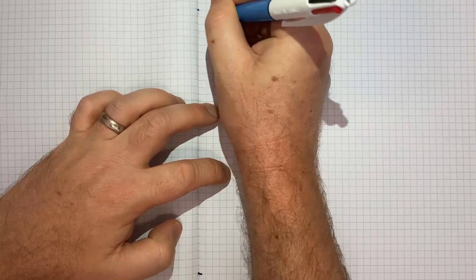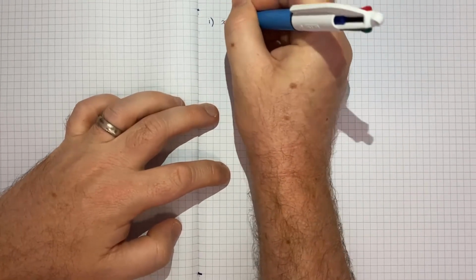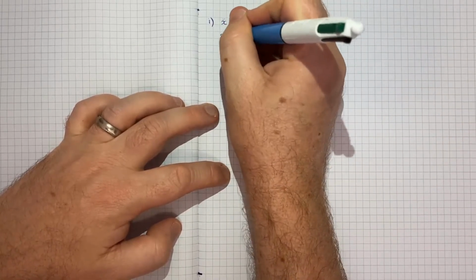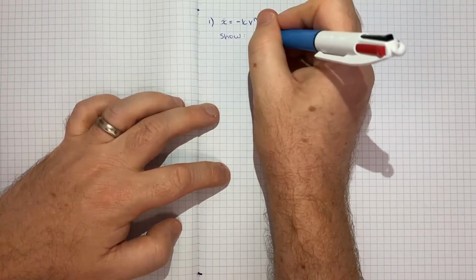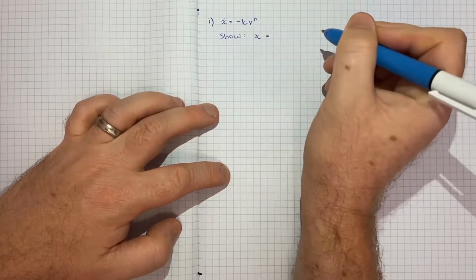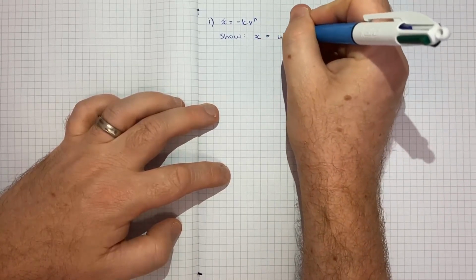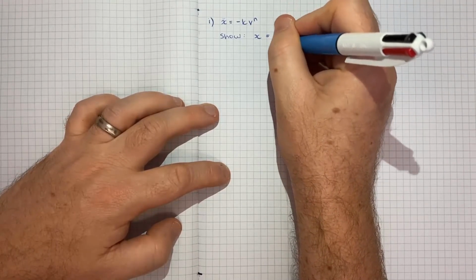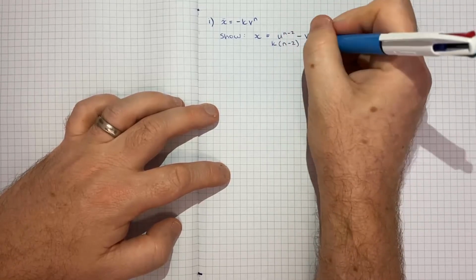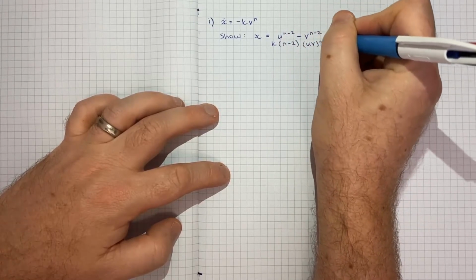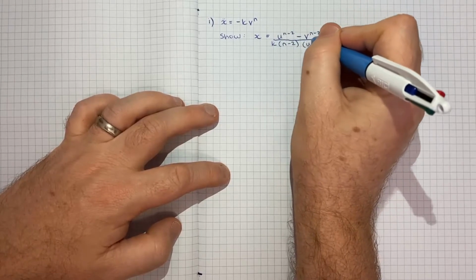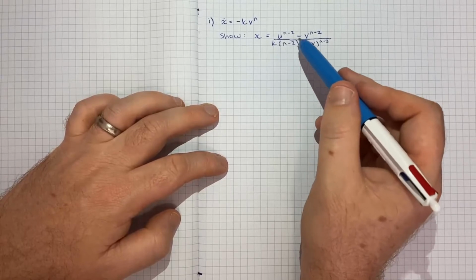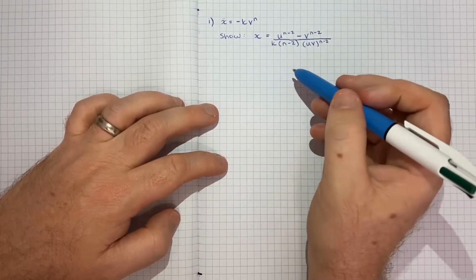So for part 1, we're told that x double dot is equal to negative k v to the n, and we're being asked to show this result of x, being the displacement, is equal to (u to the n minus 2 minus v to the n minus 2), all divided by k(n minus 2) u v to the n minus 2, which at first may look a bit daunting, but what we'll see is that we can get here with just some basic integration.